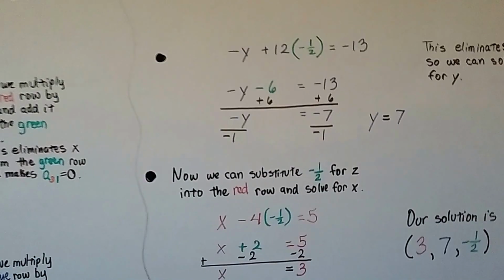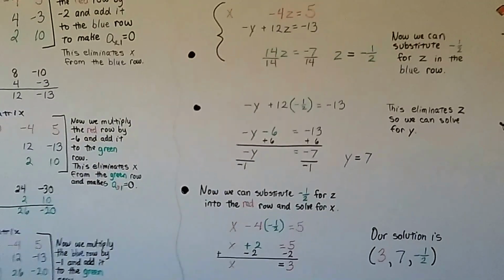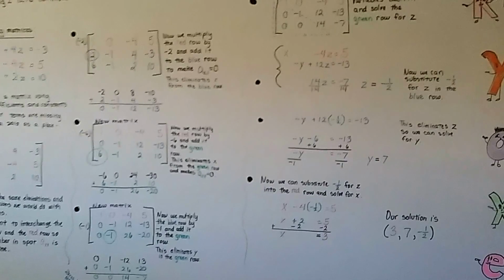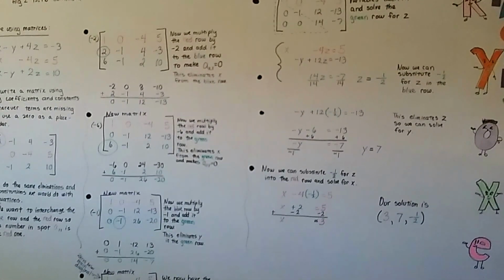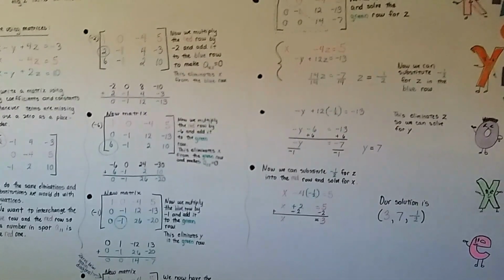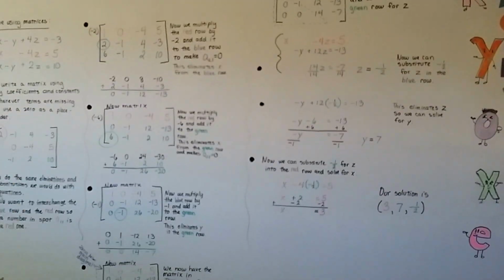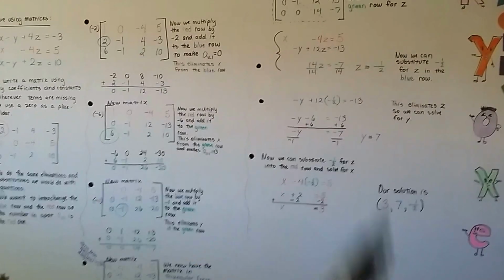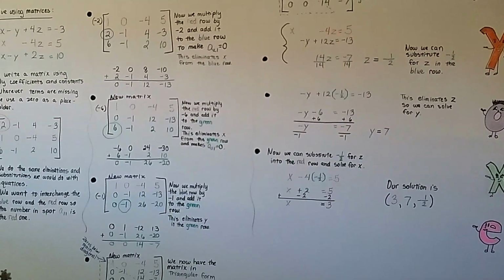Now, I'm not sure if you think doing it with the variables in it is easier or not, but this is solving a systems of equation using matrices, okay? We just create new matrices and do the elimination and substitution, and we put our variables back in, all right?